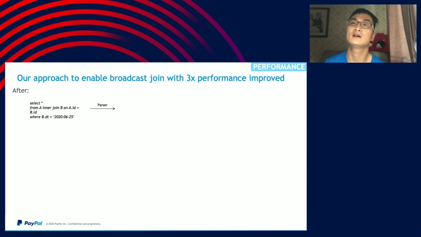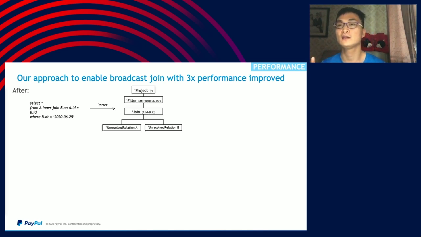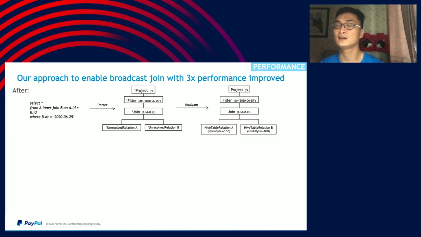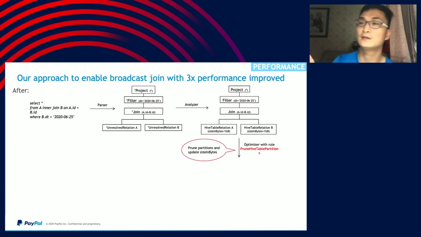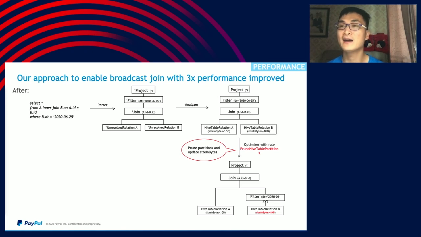Here is the SQL string. It will go to the parser, and next we will get the logical plan tree, and the next two steps are the same. We will go through the analyzer and the optimizer. Okay, please stop here. What we change here is to add a rule called PruneHiveTablePartitions in the Spark optimizer. What this rule does is to prune the partitions and update the size in bytes statistic item in the optimization phase, and then we will get the optimized logical plan tree.